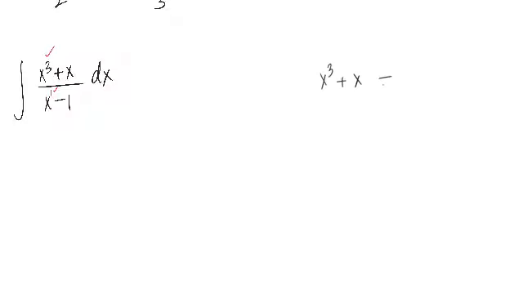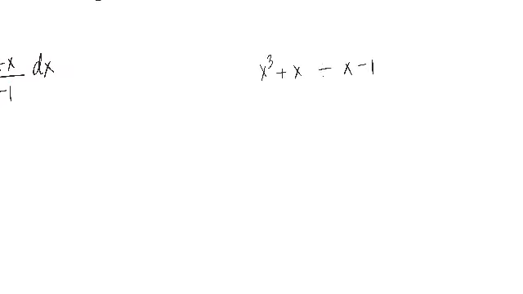Okay, let's do another one. Let's do the integral of x cubed plus x over x minus 1 dx. Okay, and again, the top has a degree 3, the bottom has a degree 1, so we can divide. So let's go off to the side and divide x cubed plus x by x minus 1. And I'm going to use this to just review a few things about division. The first thing is that this is the dividend and this is the divisor.